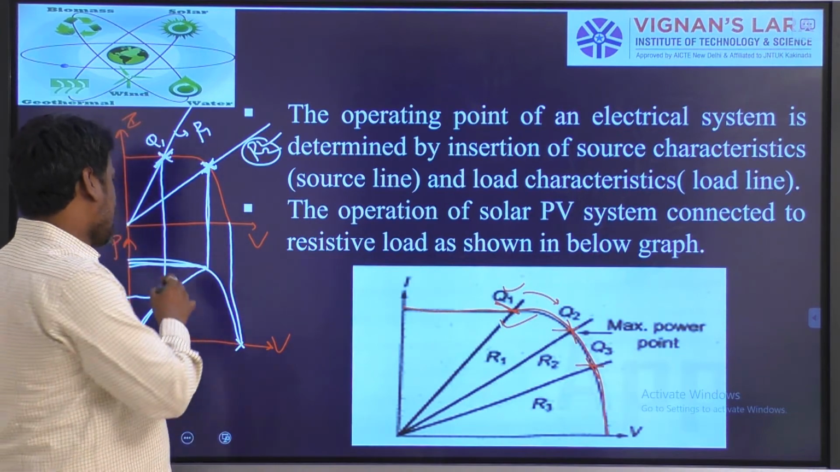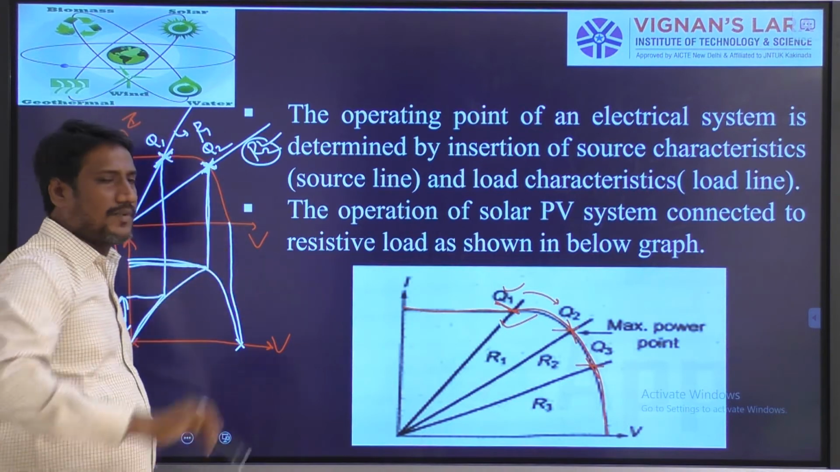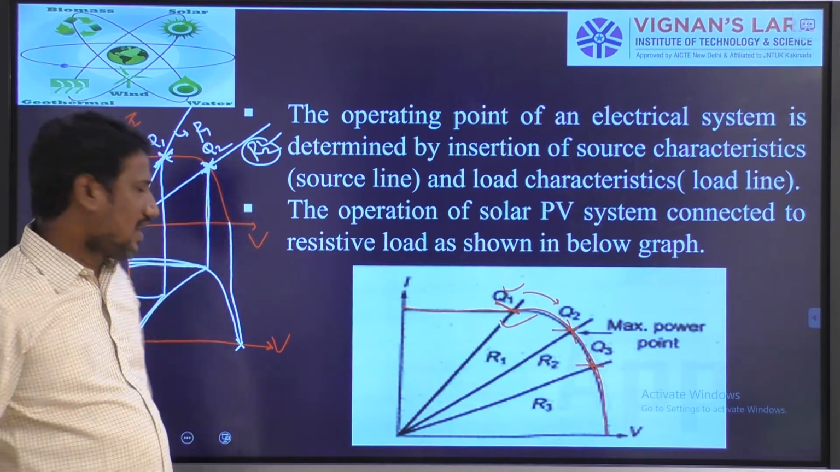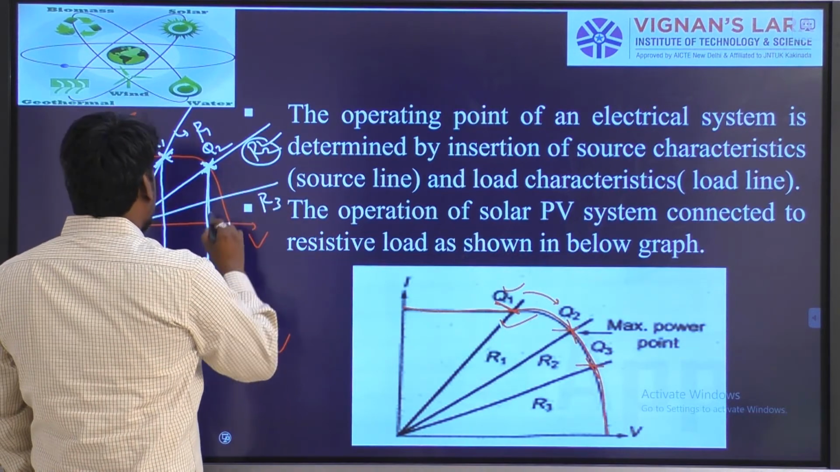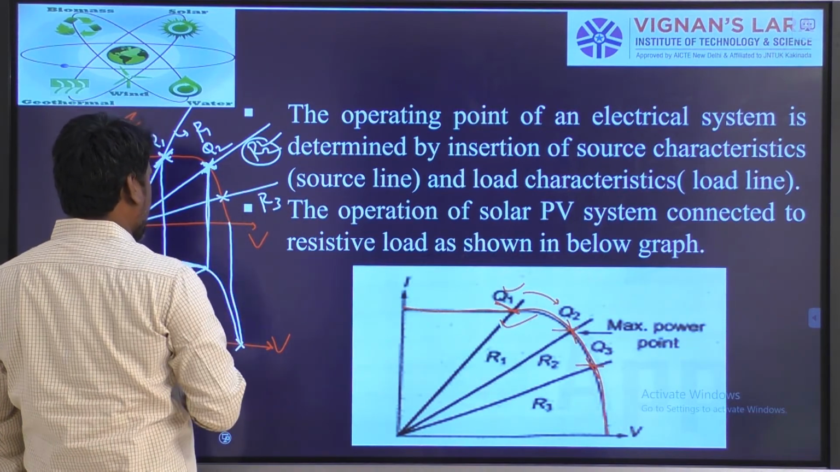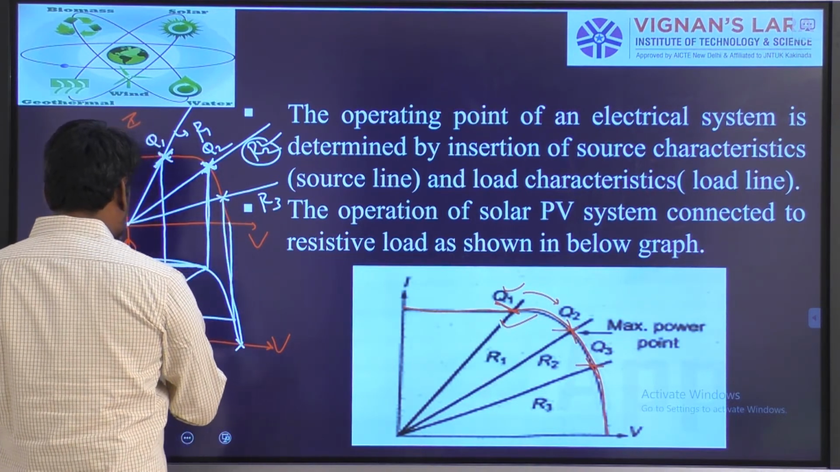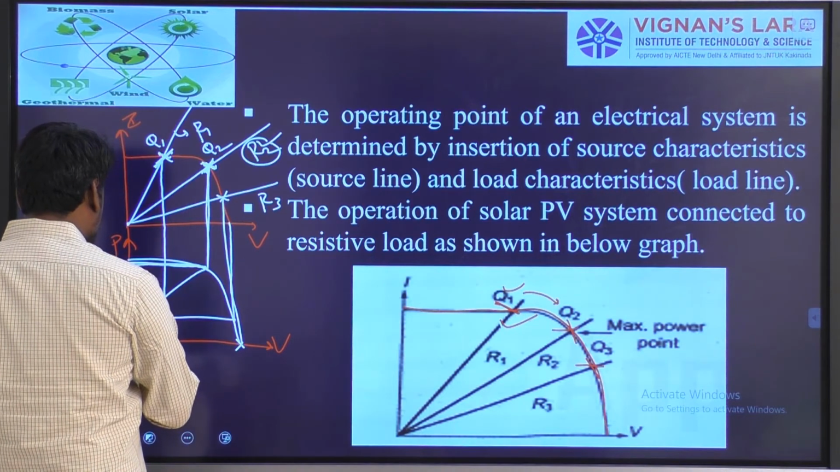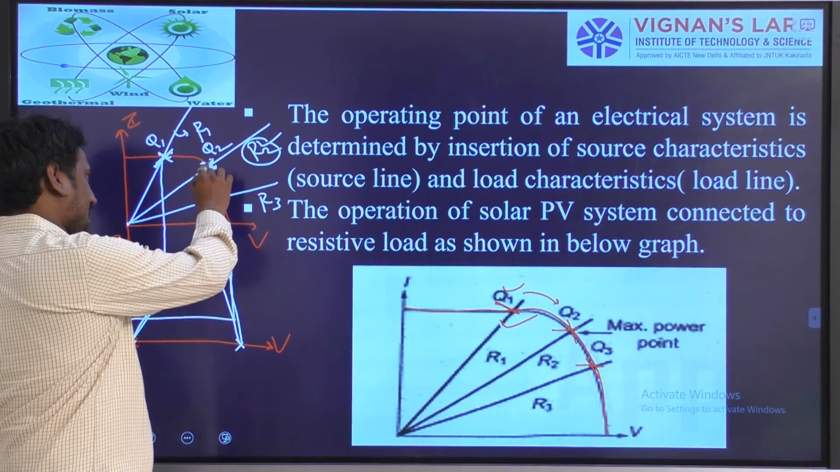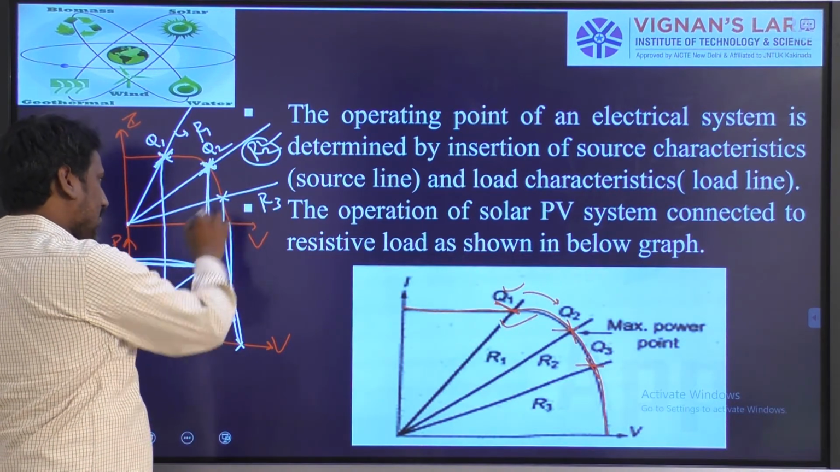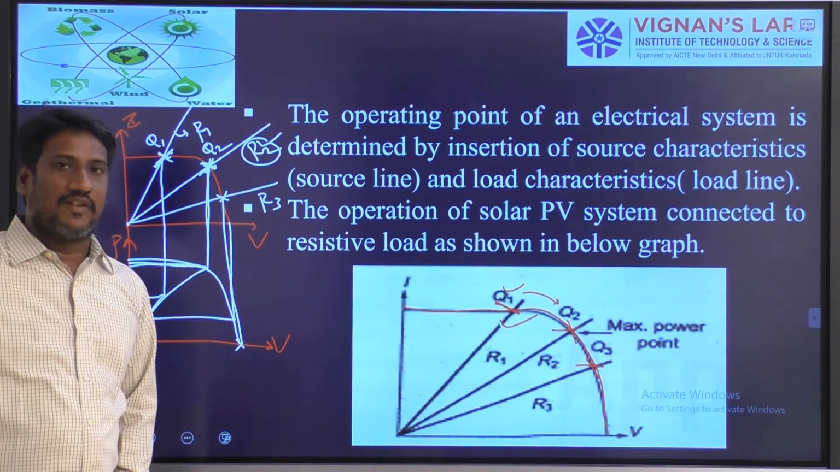Again, I am increasing the resistance. You can observe here, this is operating point Q2. The operating point and the maximum power point are the same. Now again I am drawing. I am increasing the resistance to R3, such that what is happening? You can observe that a very small amount of power is available. The operating point has deviated from the maximum power point, and the power available to the load at R3 will be very small, less than before.